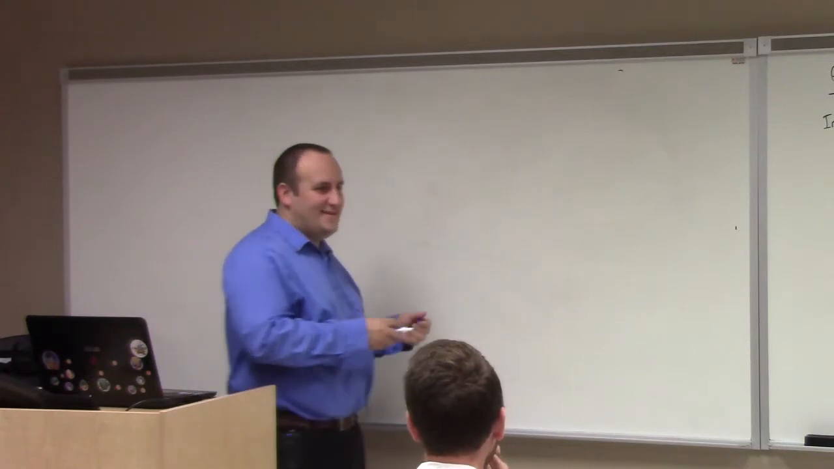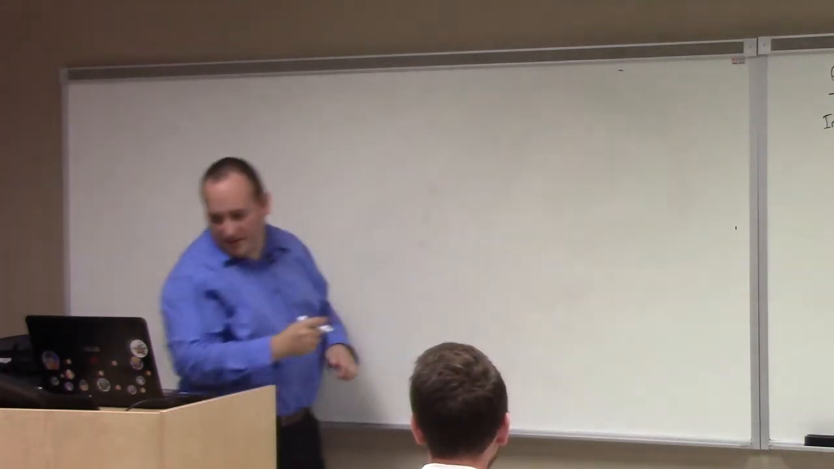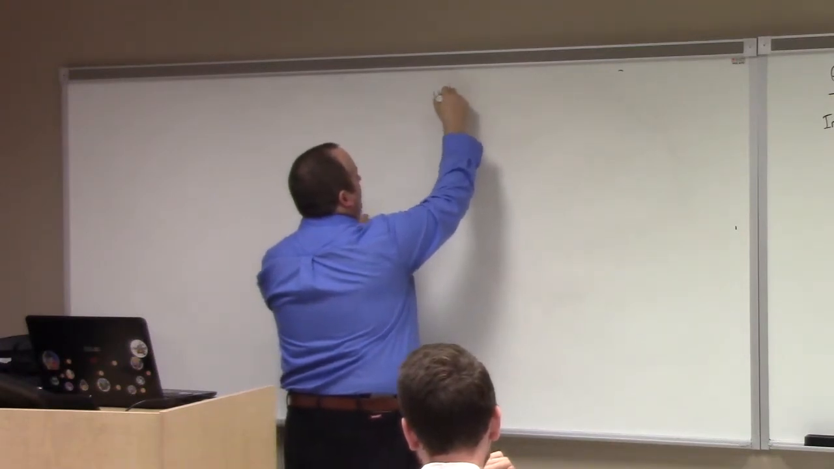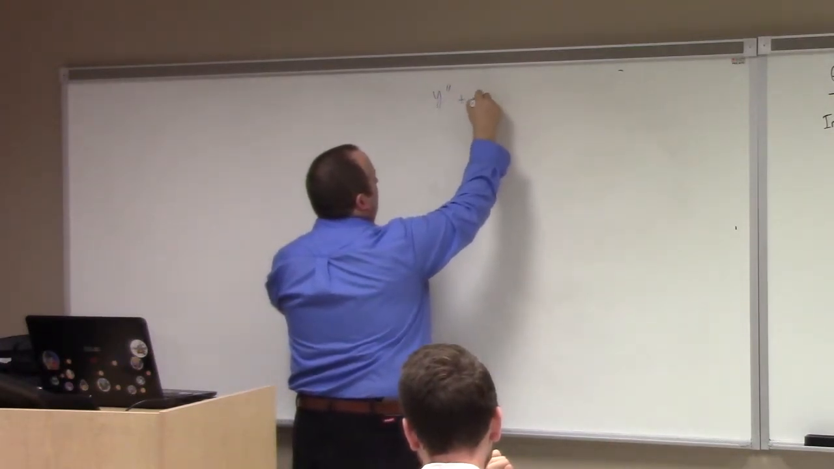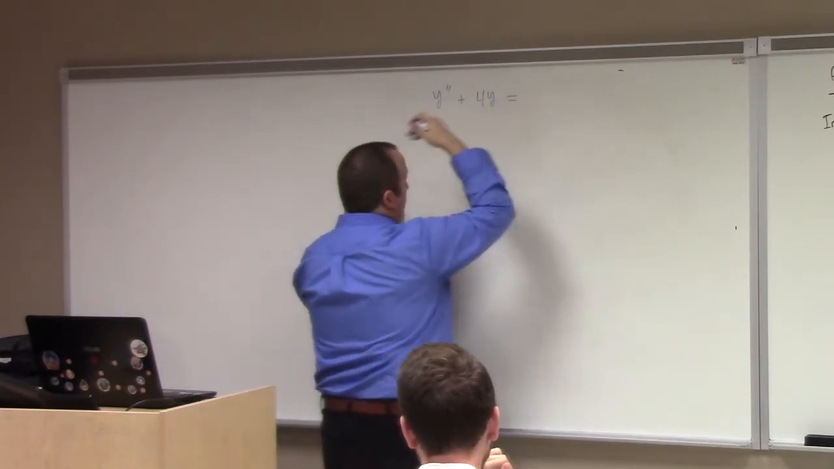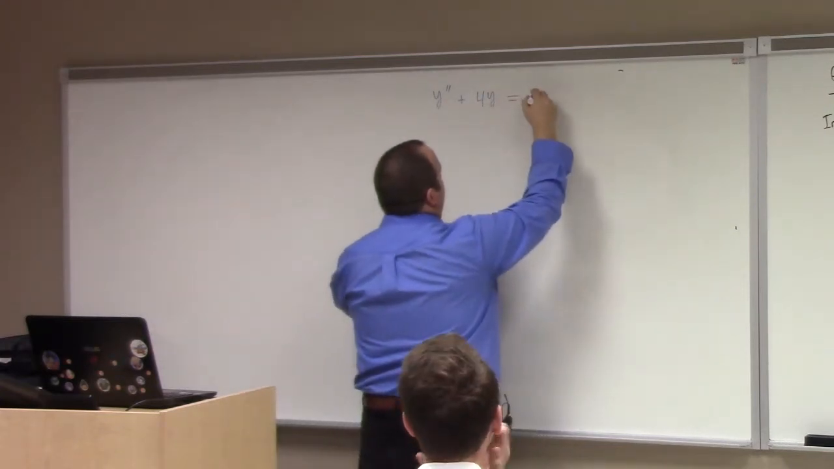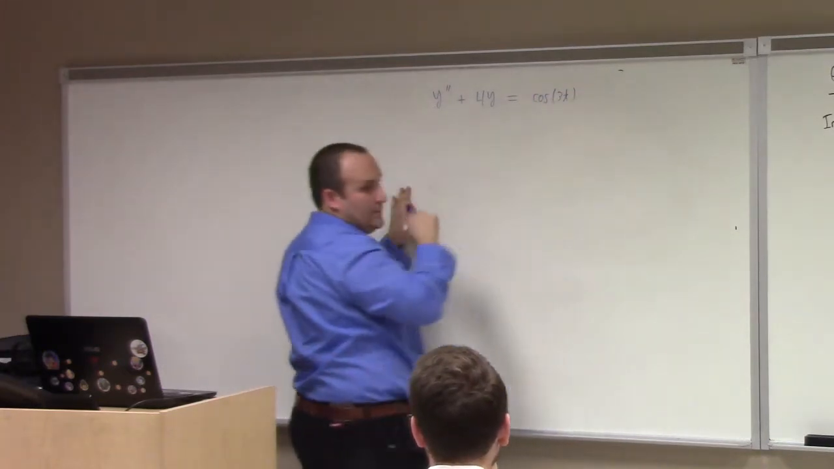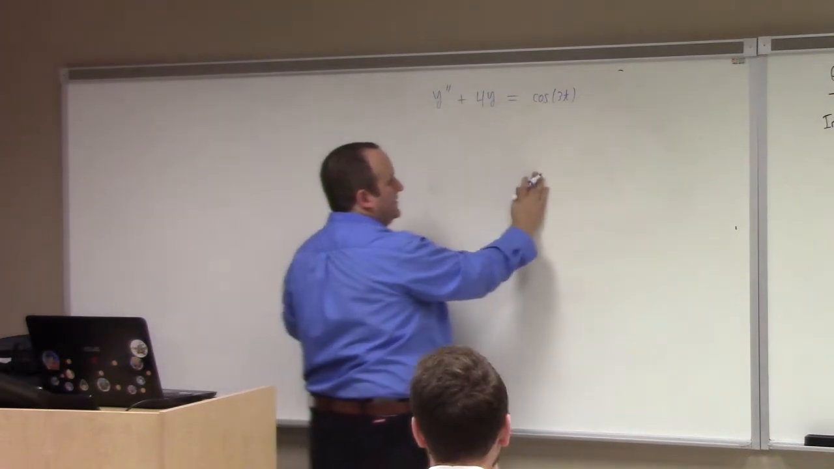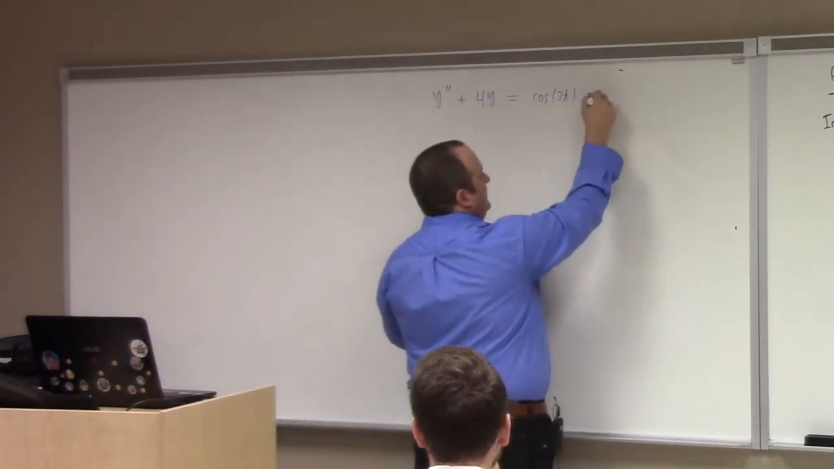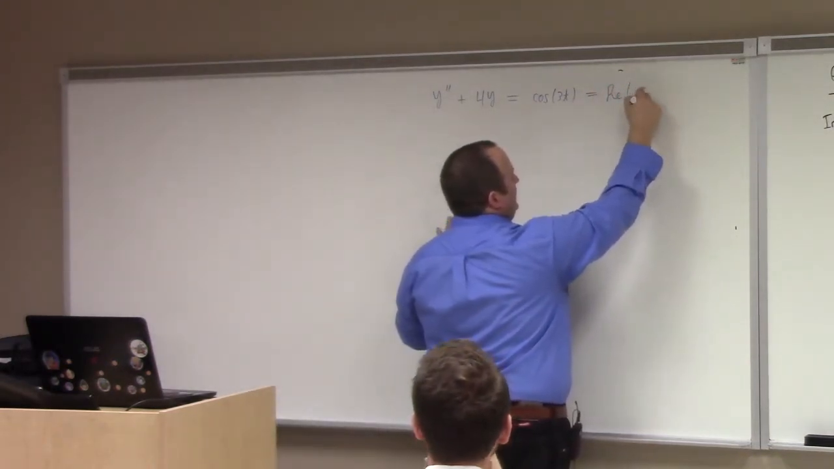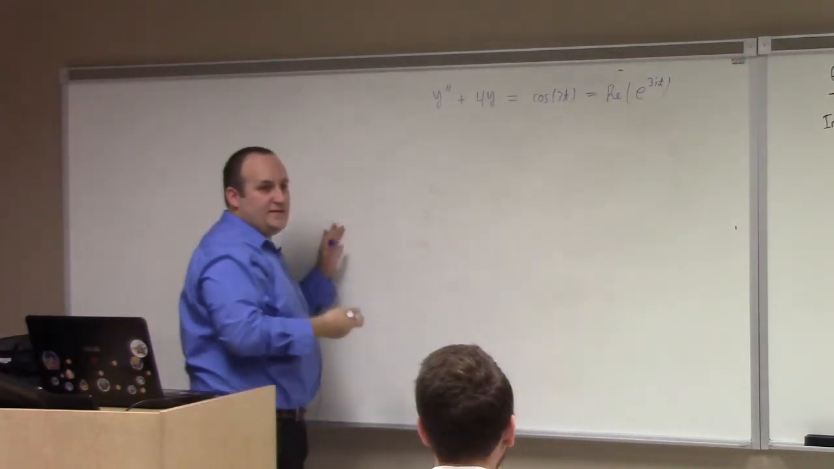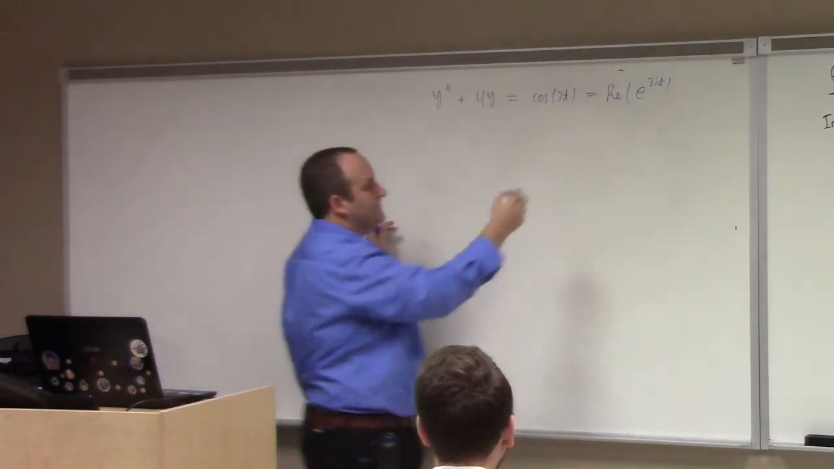Okay, good. Here, let's try out this complex scheme for a second. Suppose I want to solve y prime prime plus 4y equal to, gee, I don't know, cosine of 3t. So the idea is to say, aha, cosine of 3t is actually the real part of e to the 3it, because e to the 3it is cosine 3t plus i sine 3t, right?